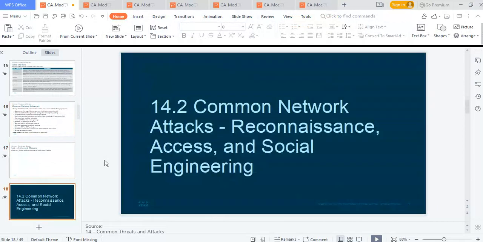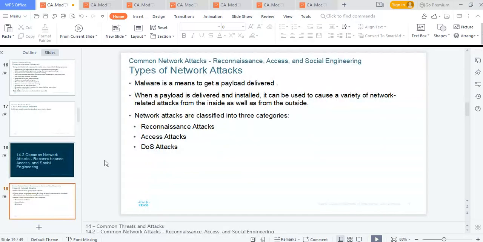Okay, this is a lab. So, common network attacks. It can be a reconnaissance type of attack. It can be an access attack. It can be a denial of service attack. And one thing you need to know about the denial of service attack is, what do you call denial of service?